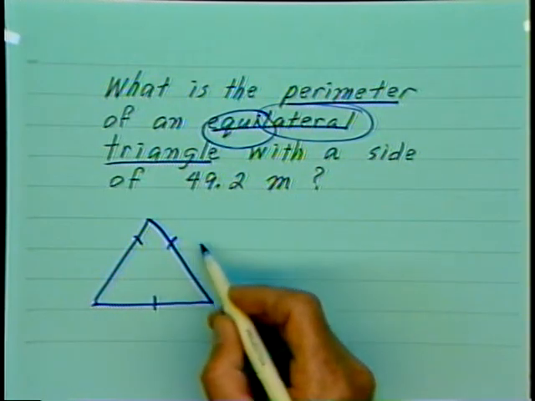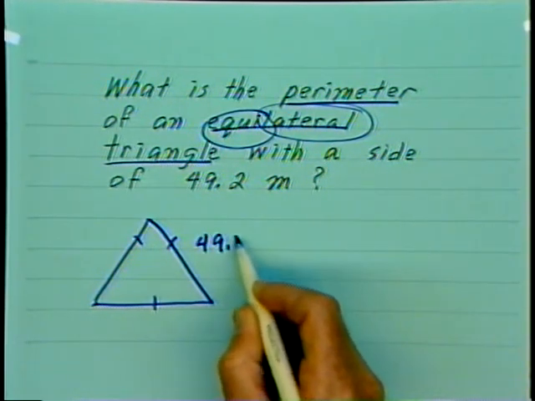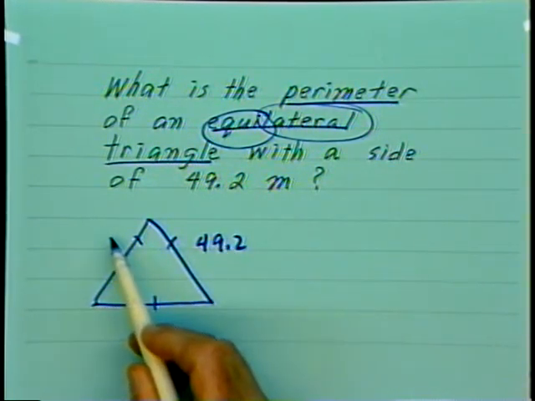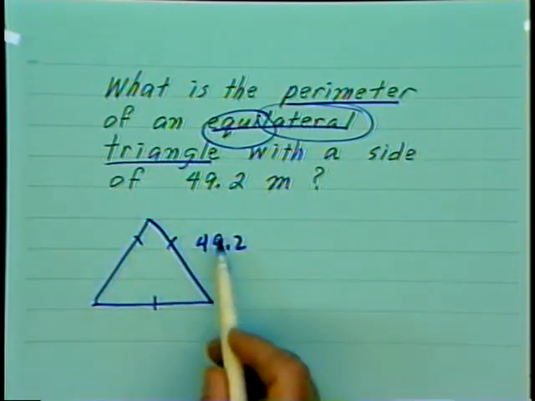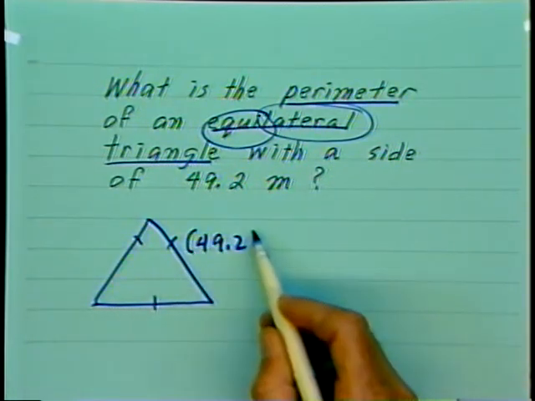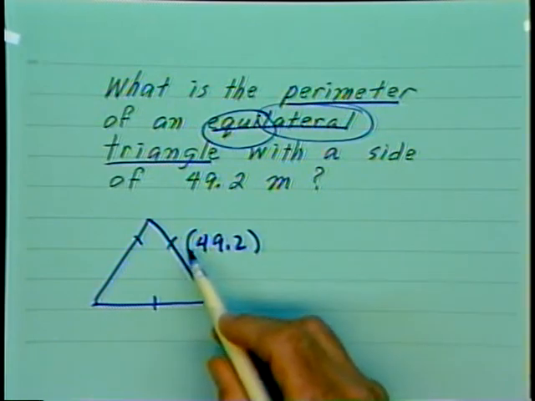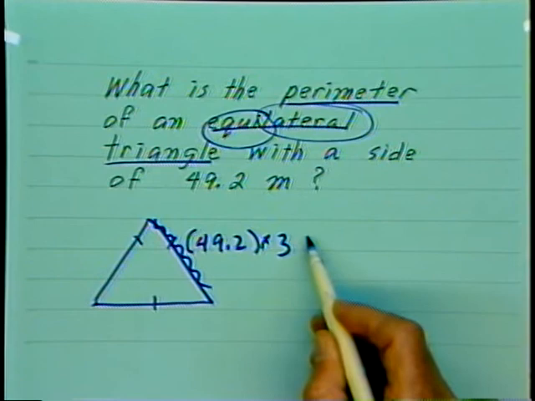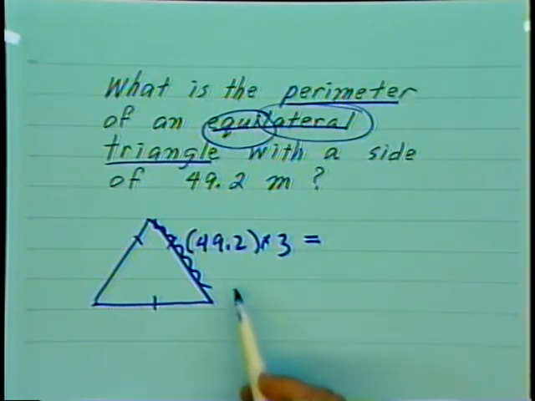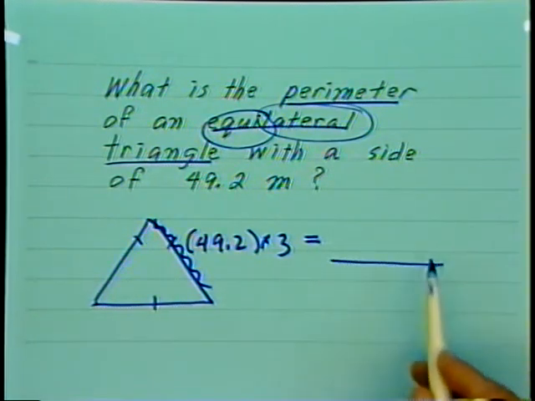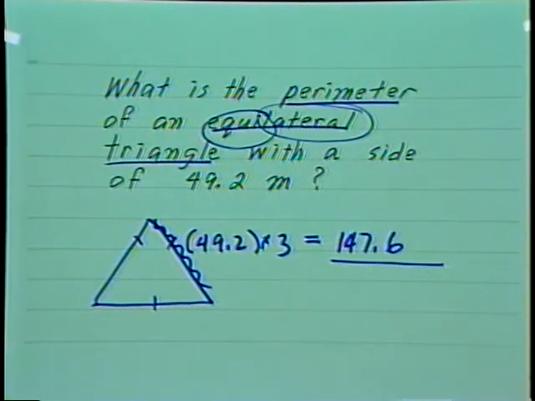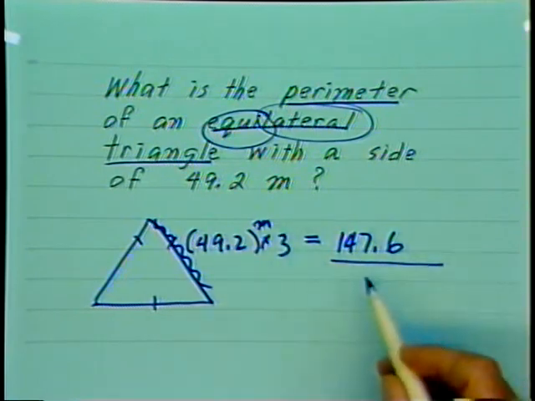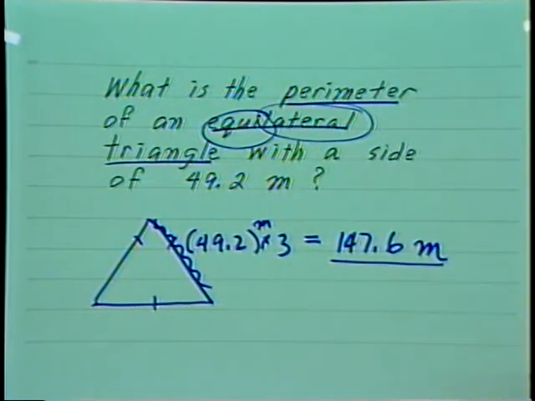And they told me that one of the sides was 49.2. Well, rather than taking this number and adding it to itself again, we can see just by the arithmetic of the situation that if we simply take one side and triple it, we get the sum of all three sides. And of course, 3 times a unit of meters is still meters.